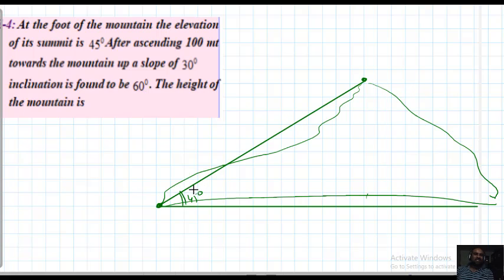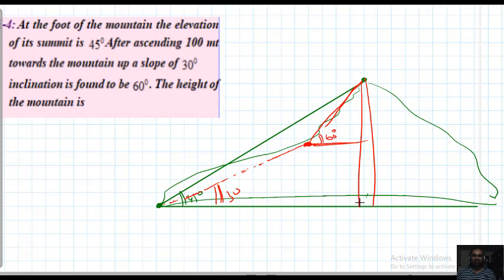Okay, after ascending 100 meters toward the mountain, means a person is ascending the mountain, after 100 meters, you observe the top of the summit again. So what happened? Towards the mountain up to a slope of 30 degree, he is walking, and after some time you observe the summit again, making an angle of 60 degree. So from here you need to draw a parallel to the ground, this angle is equal to 60 degree. Then the height of the mountain, I will take this. Now this is the height of the mountain we should find.